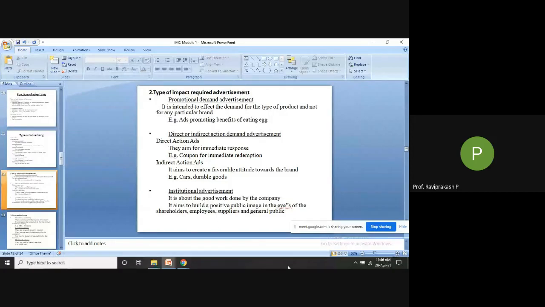The next is indirect action ads. It aims to create a favorable attitude towards the brand, like cars and durable goods. For example, they say, okay, if you buy this, the rating is so much, the mileage is so much. Indirect ads are basically putting a particular thing into the minds of people, so that if you are thinking of buying that product, you should remember it.